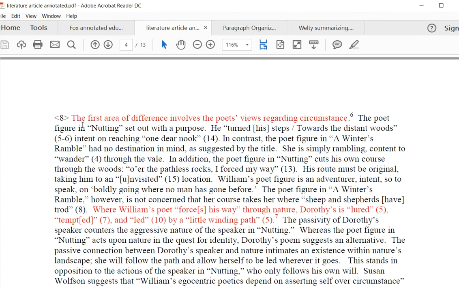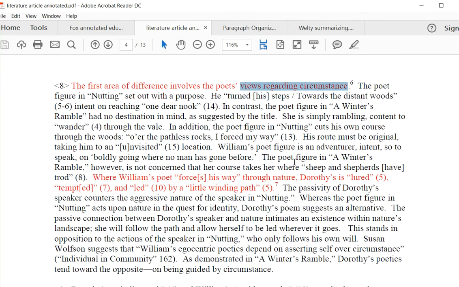Okay? So her examples then are organized by the topic. So this is a comparison essay. She found subjects that they both wrote about, and then she looked at the two poems on that subject. So here, a poet's views regarding circumstance. So what does one poem say about circumstance? What does the other?